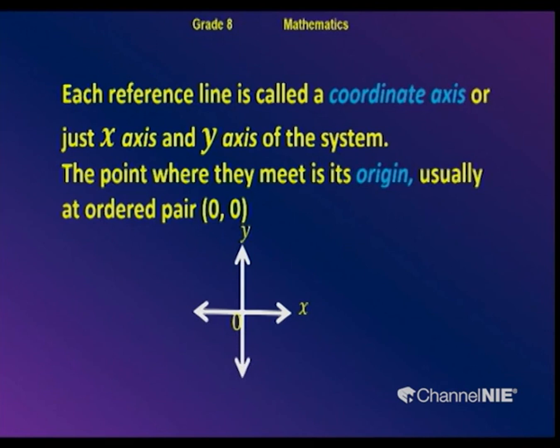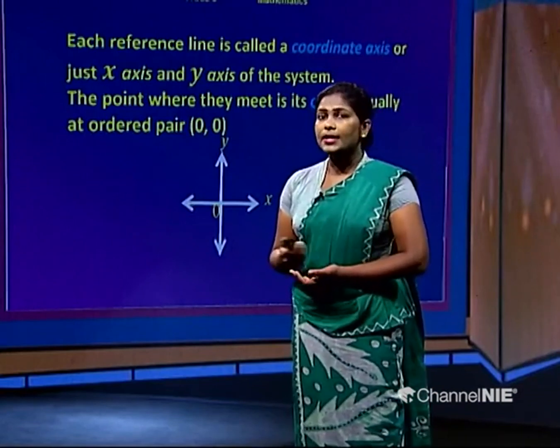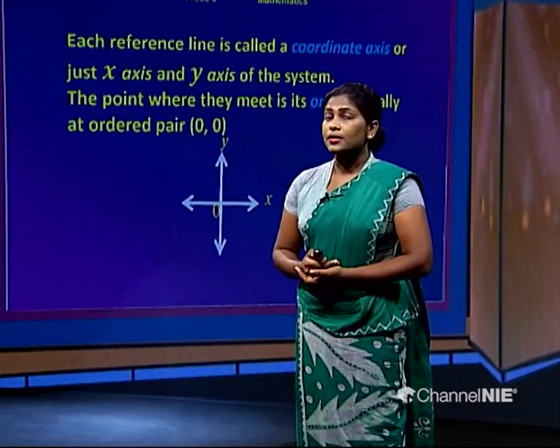In here there are two lines, the x-axis and the y-axis. These two axes intersect each other. The intersection point we can call the origin. The coordinates of the origin are 0, 0. The horizontal line of this Cartesian plane we call the x-axis. The vertical one is the y-axis. So, look at this example.